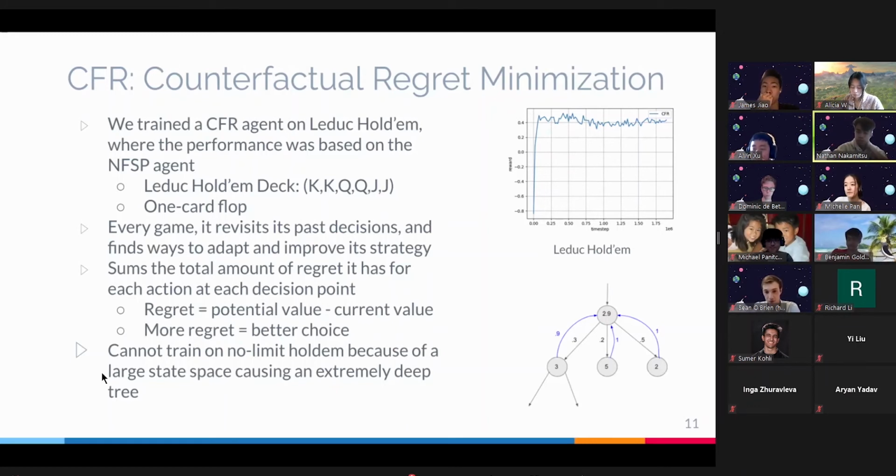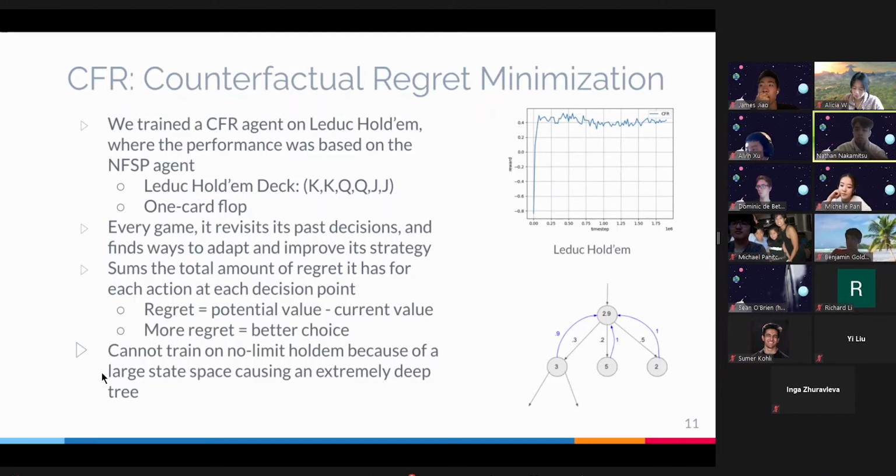And so, how CFR works on a high level is that every game it revisits past decisions and finds ways to adapt and improve its strategy. It does this by summing the total amount of regret it has for each action at each decision point. After that, the probabilities of each action will be recomputed to reflect the regret.